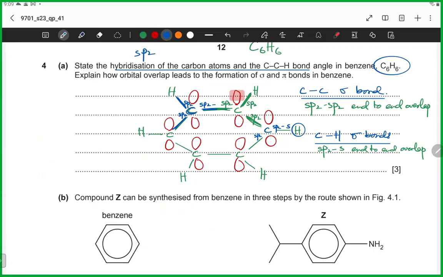Yes, sir. And finally, you have to explain the pi bond. Explain how the orbital overlap leads to the formation of a pi bond. So the pi bond is getting formed over here, which is the p orbital of a carbon atom overlapping with the p orbital of another carbon atom, right? यहाँ पे I'm going to just write the only thing that's needed now: how is the pi bond getting formed? So it's a p orbital overlapping sideways.